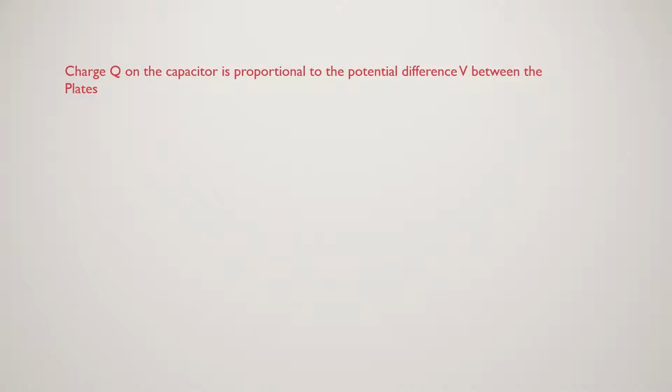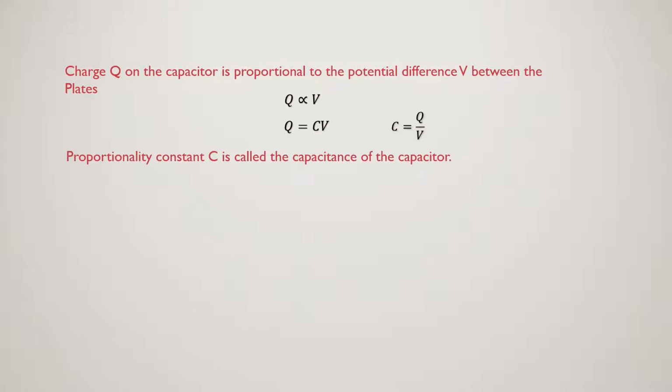The charge Q on the capacitor is proportional to the potential difference between the plates. Q is directly proportional to V, or Q equals CV, or we can say that C is equal to Q upon V. Here C is called the proportionality constant, and this proportionality constant is called the capacitance of the capacitor.